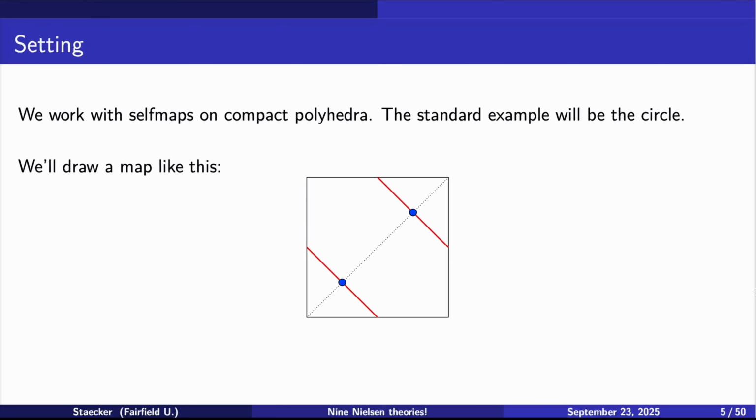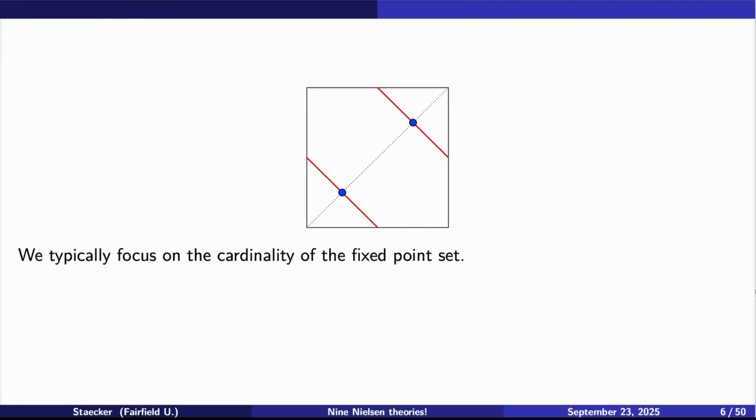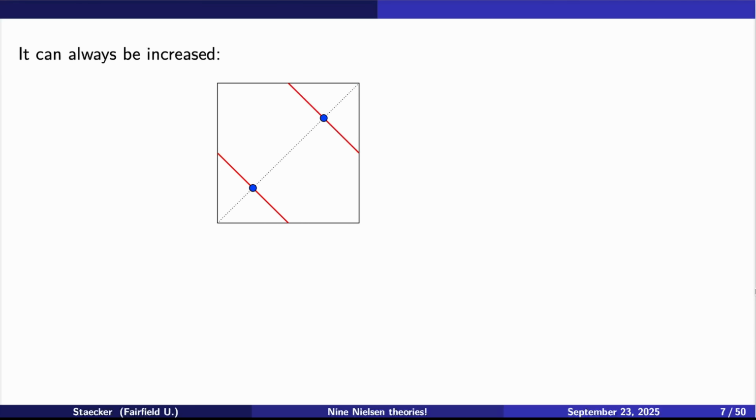All right. And the question, anyway, what can happen to the fixed point set when f is changed by a homotopy? Typically, we're going to focus on the cardinality of the fixed point set. How many fixed points are there? Here, there's 2, but can this number 2 be increased by homotopy? Can we make more than 2, or can we make less than 2? That's the question. So, actually, only one of those questions is interesting.